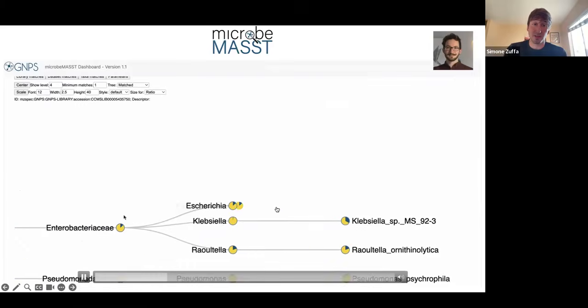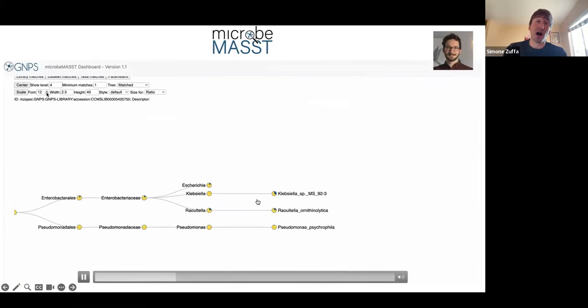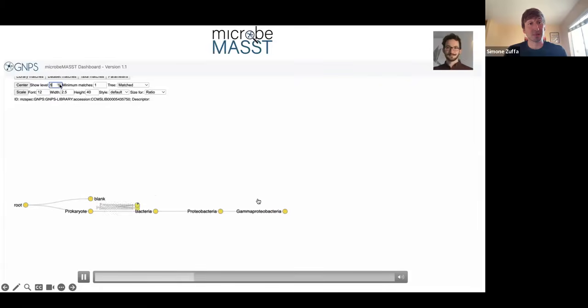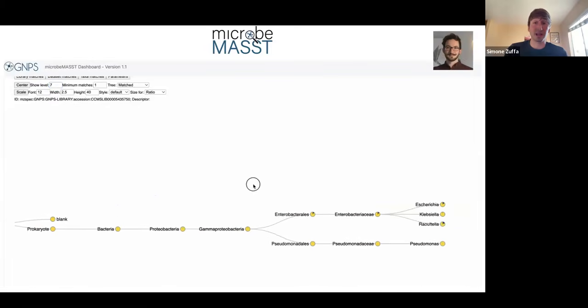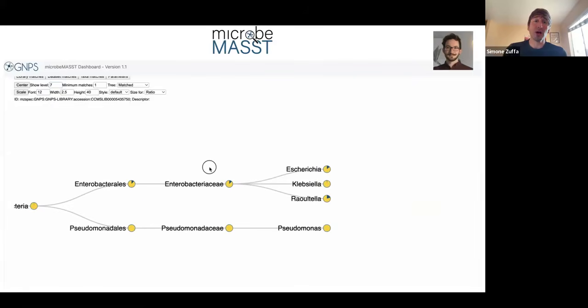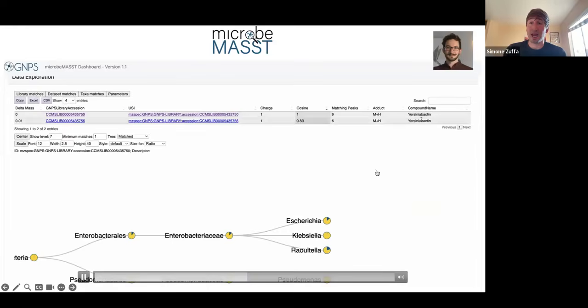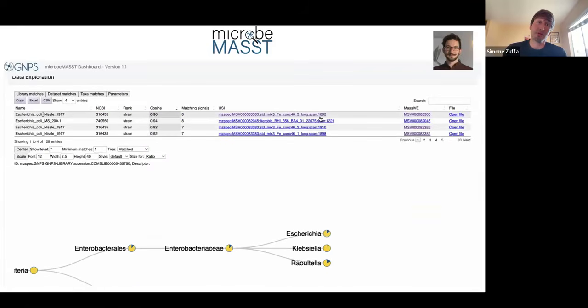You can see there are scientific names, the NCBI IDs, the genera or phyla that you were looking for. You can collapse the tree at different levels, from phylum to strains. Also, along with the tree, three different tabs will be generated. The library tab shows you the matches to our library datasets. In this case, we have a perfect match to yersiniabactin because I searched for the yersiniabactin spectrum. In the dataset match, you will be able to see in which sample and which scan the MS/MS that you searched was found to match.